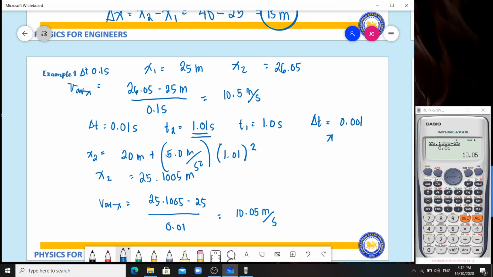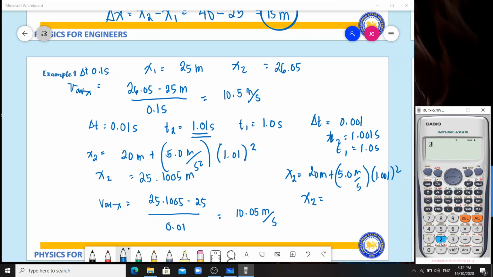So, we have to, ang T2 natin dito is 1.001 seconds. Ang T1 natin is 1.0 seconds. We have to get the x2 here at 1.001 seconds. So, 20 meters plus 5.0 meter per second, 1.001 squared. So, ang x2 natin here is 20 plus 5 times 1.001 squared. Okay.